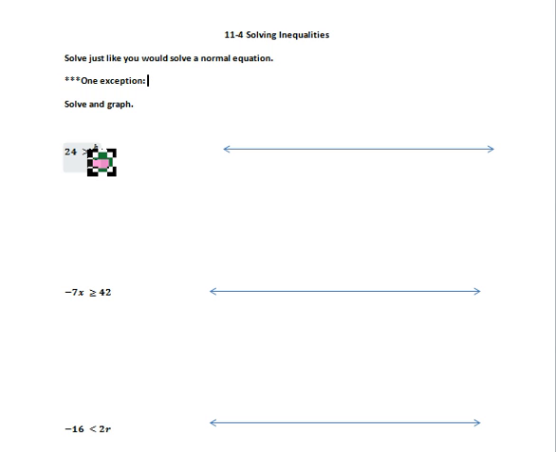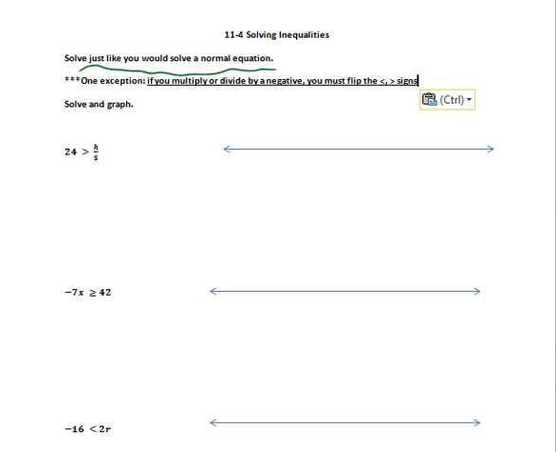We're going to solve them just like we would solve a normal equation. However, there's going to be one exception. This exception is that if you multiply or divide by a negative number, you must flip the sign. And when we say flip, if we had a greater than sign, it's going to now become a less than sign. Everything else is going to stay the same. Let's look at the first example.